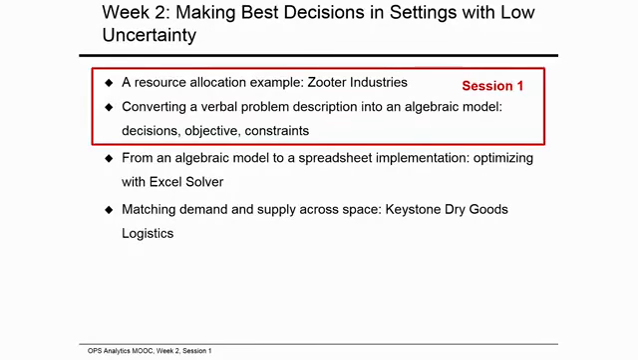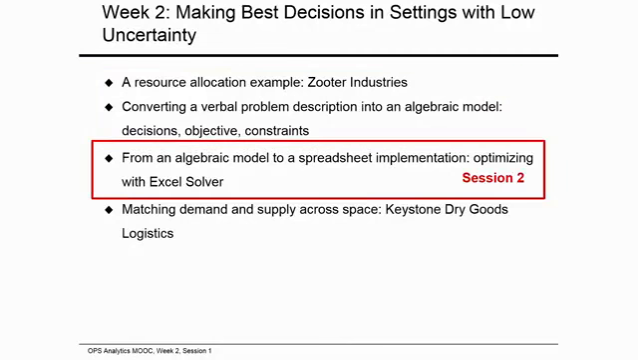In the first session, we'll look at an example of a resource allocation problem faced by a manufacturing company. Our focus will be on describing this problem in terms of decisions the company must make, the objective it wants to achieve, and the constraints it faces. We'll build an analytics model that expresses this problem using formulas that will help us later to conduct a spreadsheet-based search for the best decision.